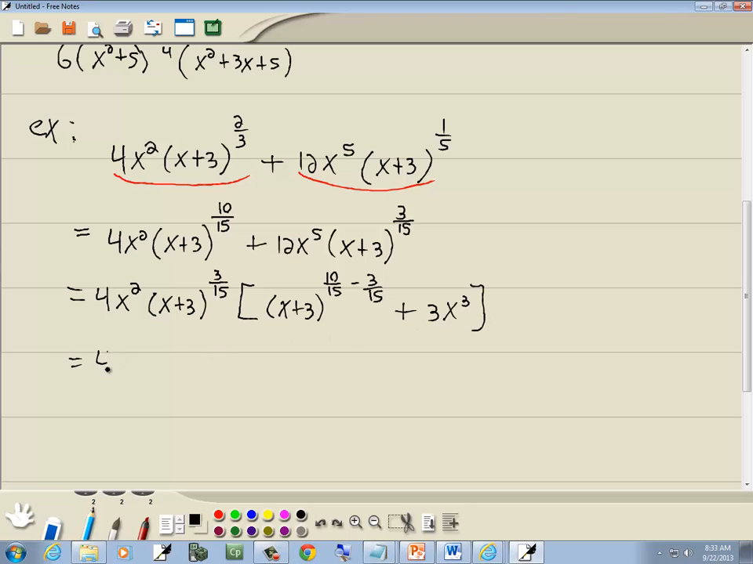Okay, so now we got 4x squared, (x plus 3) to the 3/15. And then inside we got (x plus 3) to the 10/15 minus 3/15, since they have the same denominators. 10 minus 3 is 7, so we got 7/15. Plus 3x to the third. Now that's as good as it's going to get for factoring, because there's no way this simplifies down further.